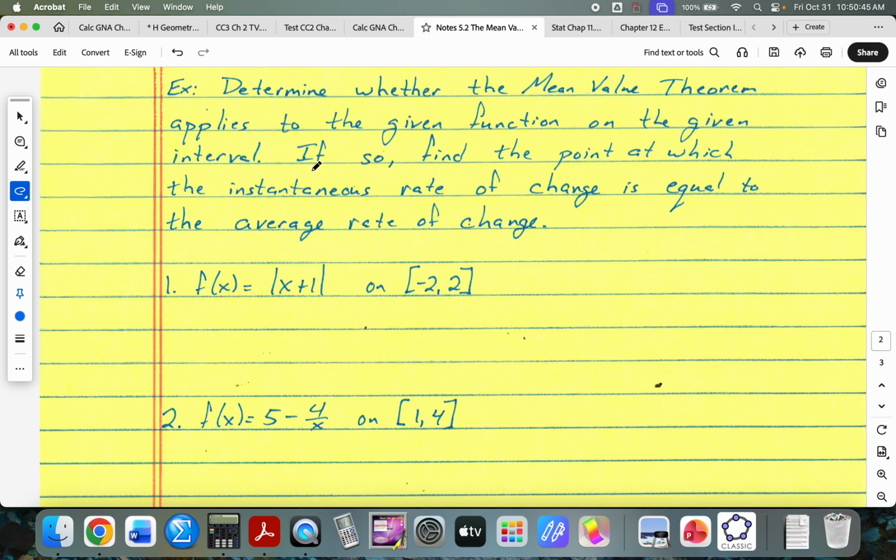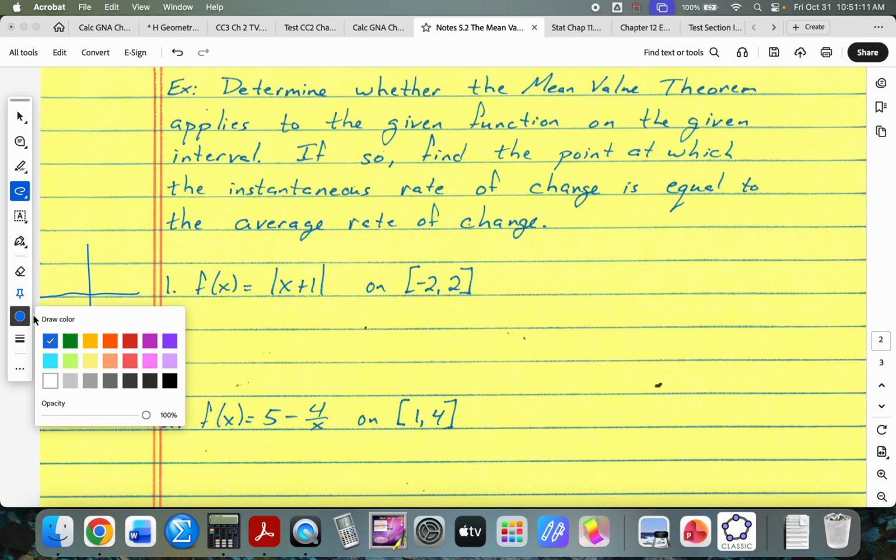Determine whether the mean value theorem applies to the given function on the given interval. If so, find the point at which the instantaneous rate of change is equal to the average rate of change. Okie dokie. So if I'm looking at f of x is equal to the absolute value of x plus 1, I want to think about what that graph looks like. That's the absolute value of x moved which direction and how far? To the left one.